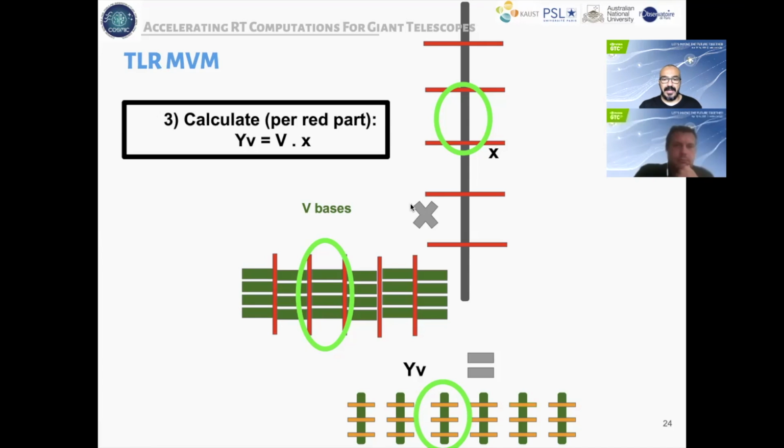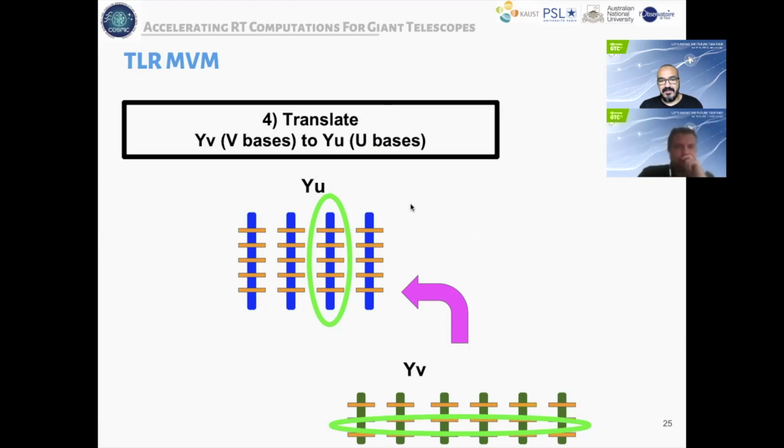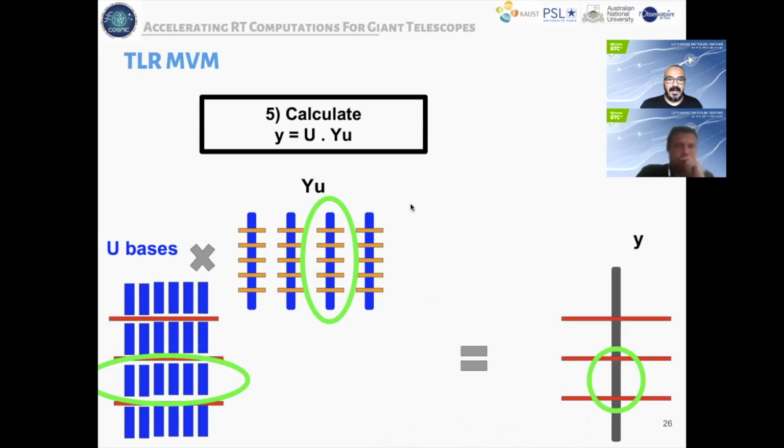When we do that first operation, we get an intermediate result. It's not the final result. It's a transient result, this YV matrix. And once we've done that operation, we need to take that YV matrix and shift or transpose it to this YU matrix that is toward the last operation that we want to do, which will operate on the U basis, as shown here in this cartoon.